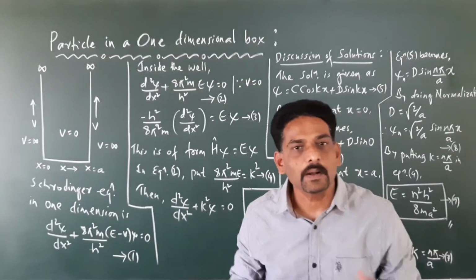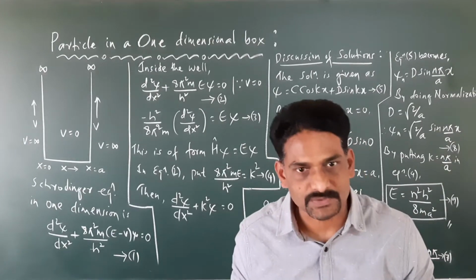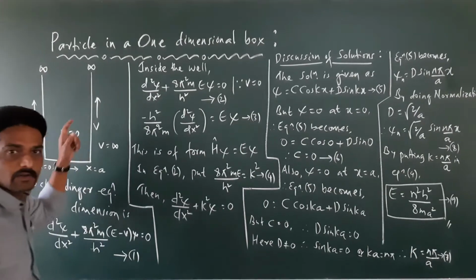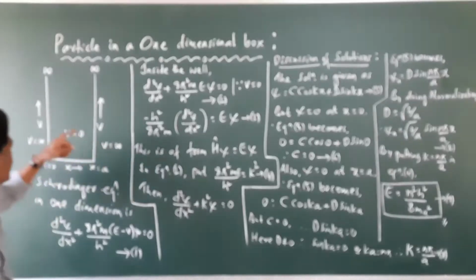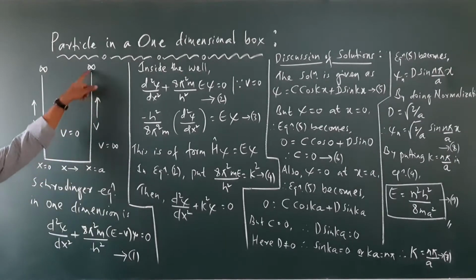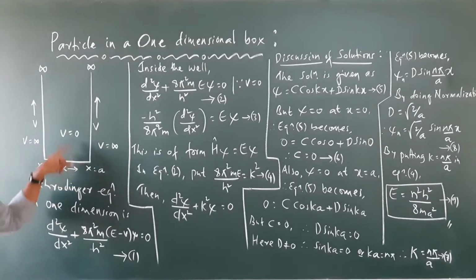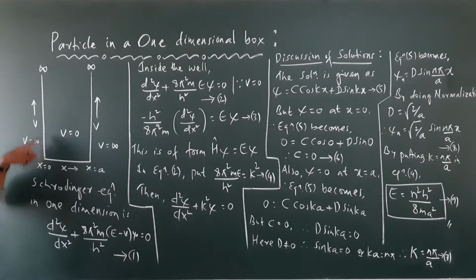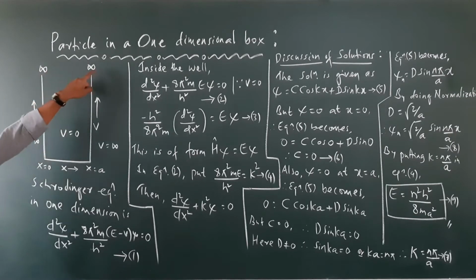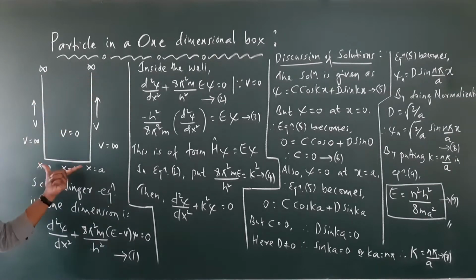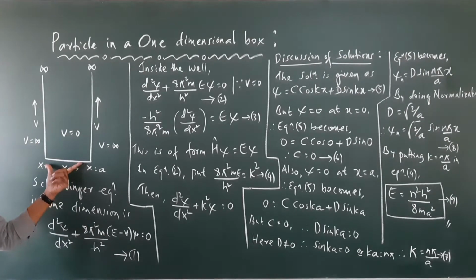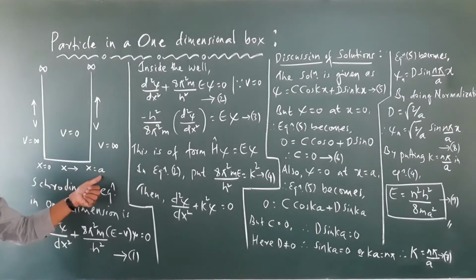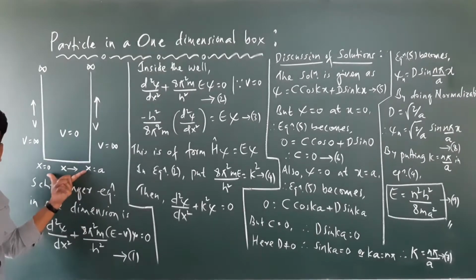So what is this particle in a one-dimensional box? That we'll try to understand. For that, if you look at this diagram here, we have a potential well. You see, this is a well of infinite height. What is the width of the well? Here it is x equals 0, here it is x equals a. Means the width of the well is written as a.